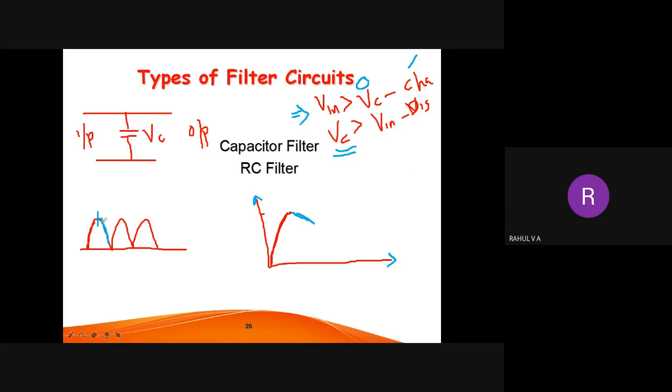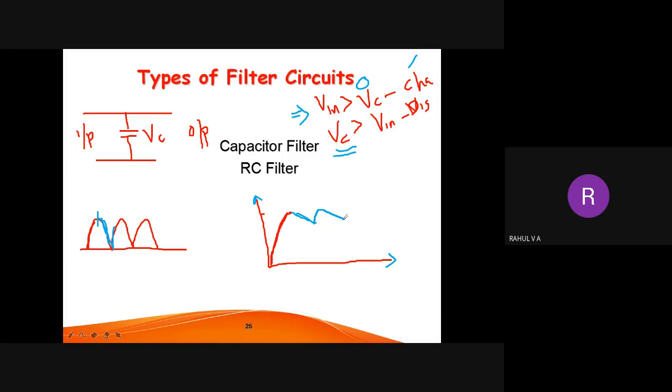And what happens to the input waveform? It comes to zero, then again it increases, and at a particular point V in and VC become equal, because the half wave or full wave output is again going to the peak value. At that point the capacitor voltage equals V in, so the capacitor will stop discharging. Then V in is greater than VC, so the capacitor will again charge. Again, after reaching the peak value, the waveform immediately goes to zero, but the capacitor discharges.